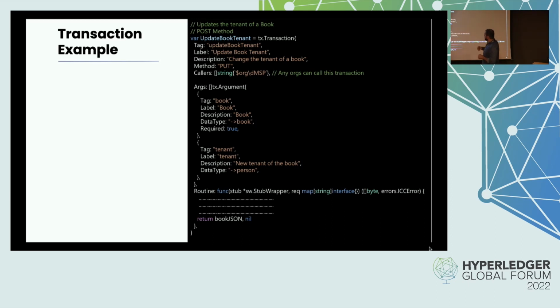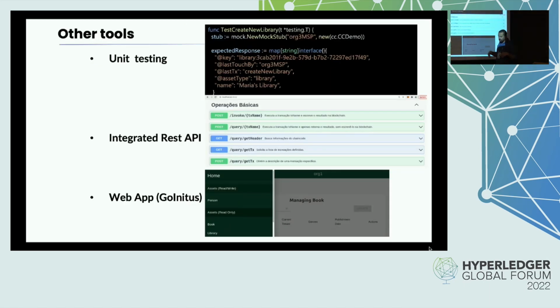This is a transaction example where you can see how we define all the little details of the transactions, the parameters, and how it's called by the API and stuff like that. And also some other artifacts, for example, unit testing if you want to. We also provide source code for an API that's also compatible with GoLedger CC tools that already has all the endpoints necessary for you to do the basic transactions.